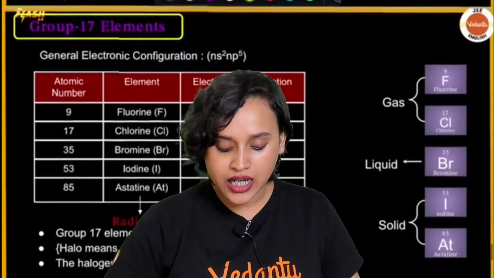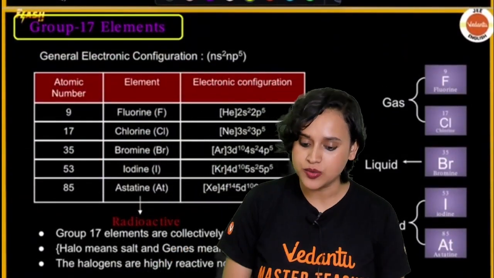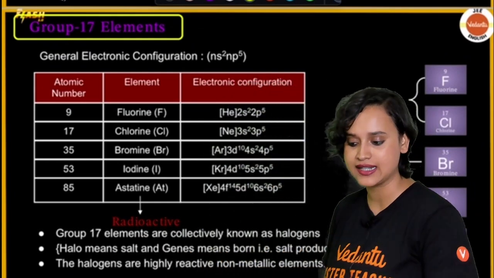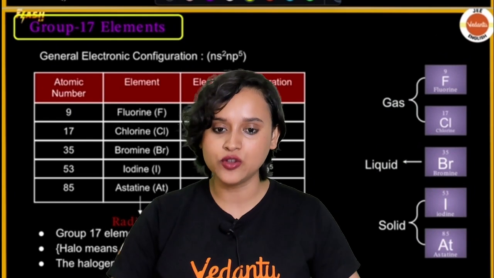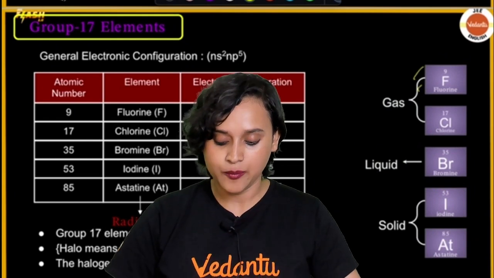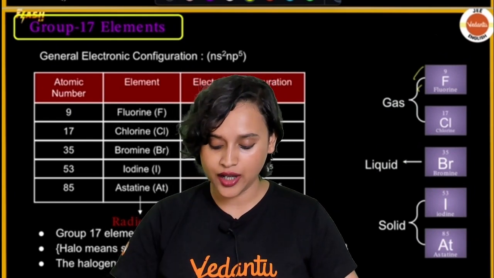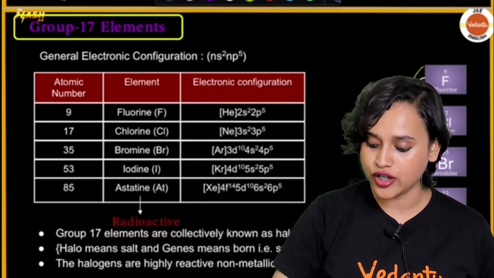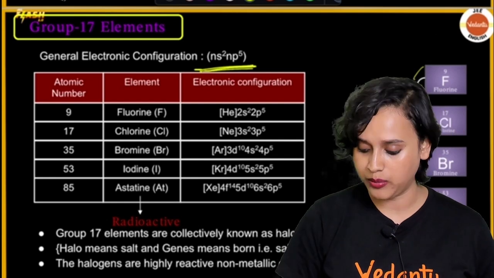All right, then we come across group 17 elements. Group 17 elements are basically your fluorine, chlorine, bromine, iodine and astatine. Yes, and you know that fluorine and chlorine are gases. Bromine is a liquid and iodine and astatine are solid. Yes, the general electronic configuration for this group is ns2 np5.